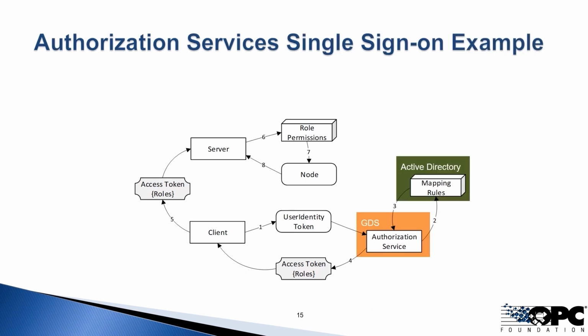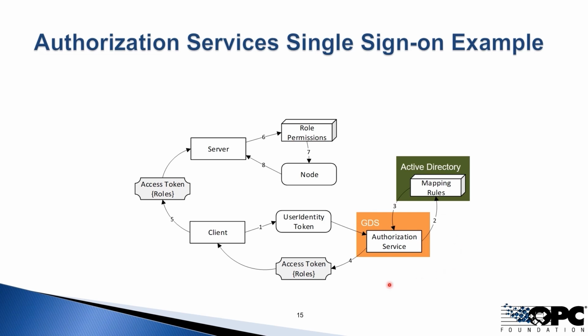So let me explain now how this authorization service might be used in a more concrete example to provide the single sign-on that I said we could provide with this. Let's make the assumption in this case that we have an OPC client that is running on Windows, and that Windows machine is in a domain, and the domain has Active Directory installed, and my GDS uses Active Directory as the back end of the authorization service.